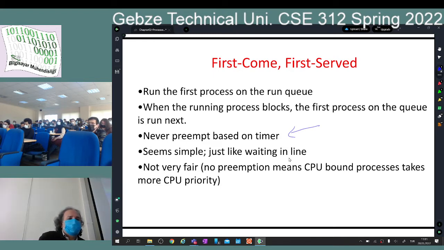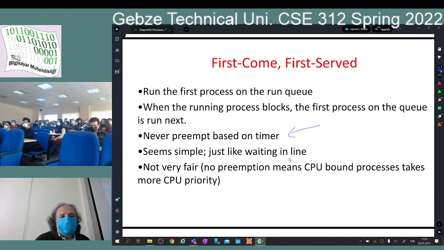So it seems simple, just like waiting in line. And not a very fair scheduling algorithm. Why? Because first come, first served means that whoever comes first by coincidence, they will get the CPU, and if they are CPU intensive jobs, then they will keep the CPU.